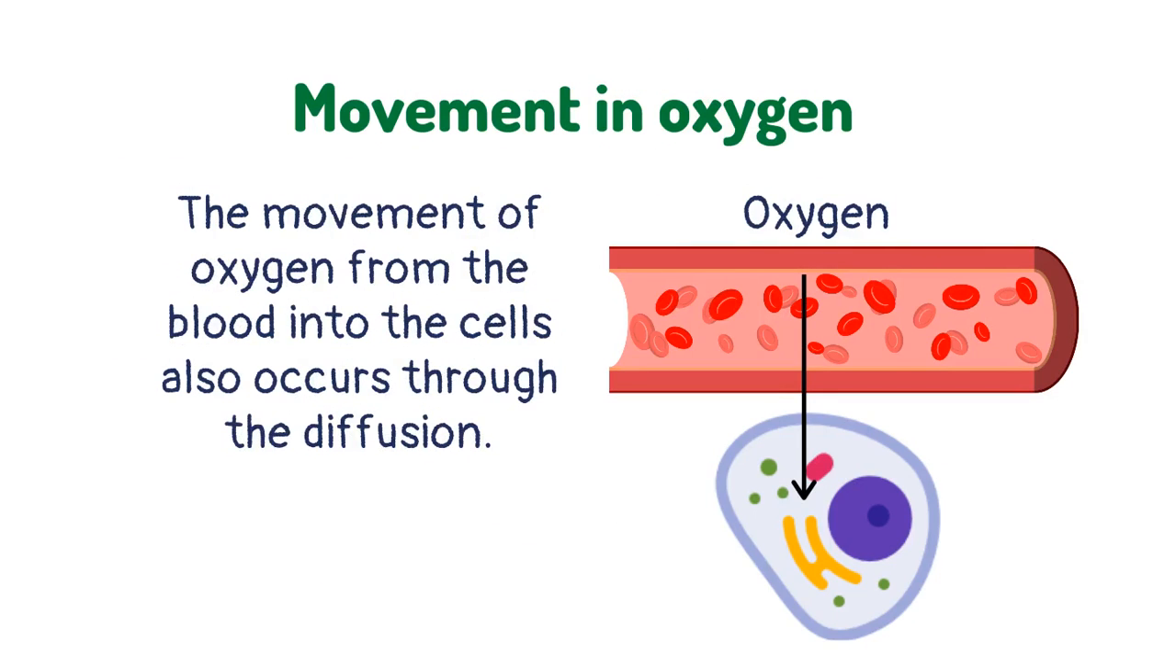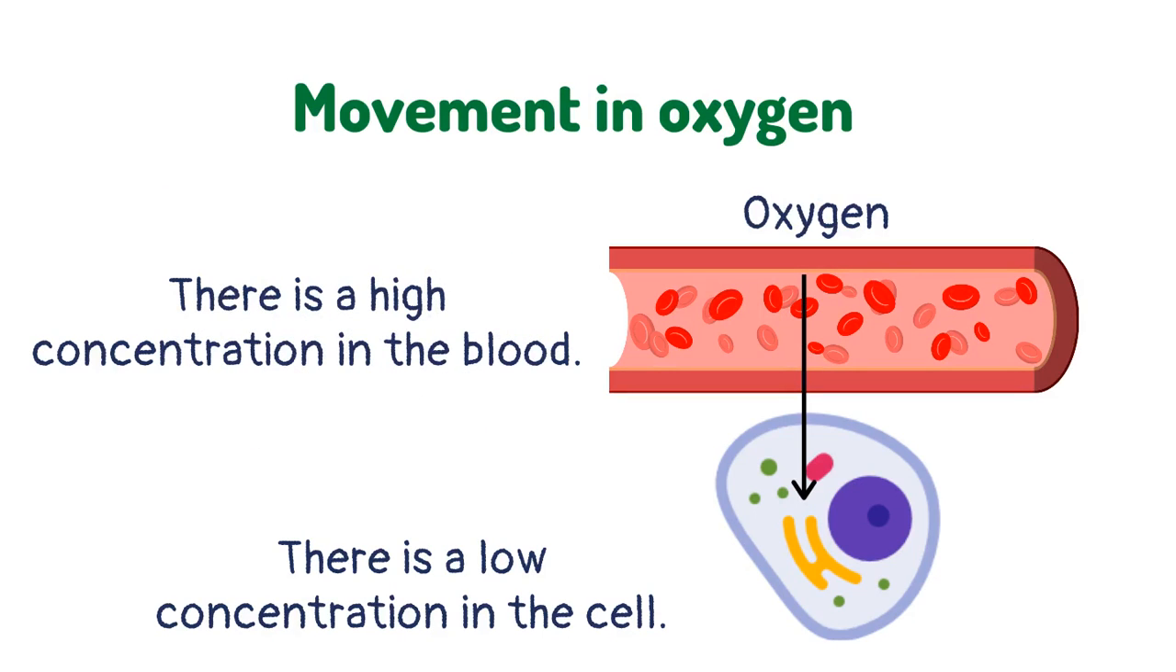The movement of oxygen from the blood into the cells also occurs through diffusion. This occurs because there is a high concentration of oxygen in the blood and low in the cell, so the oxygen moves from the area of high concentration to the area of low concentration.